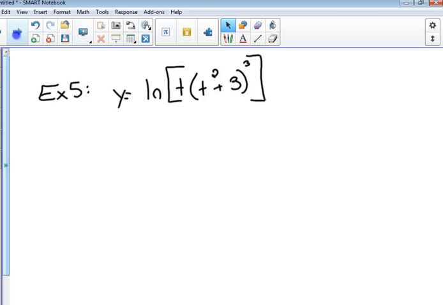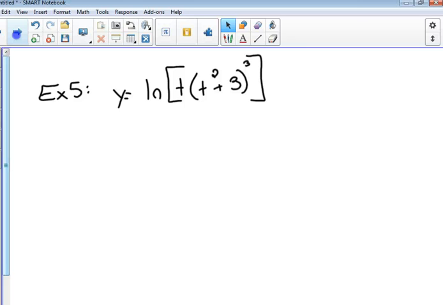Alright, so when you look at this one, do you think that we want to let this entire thing be u and try to do the derivative? No. Alright, what can we do to make things easier? Make t squared plus 3 cubed, take that u, and then bring t out front.